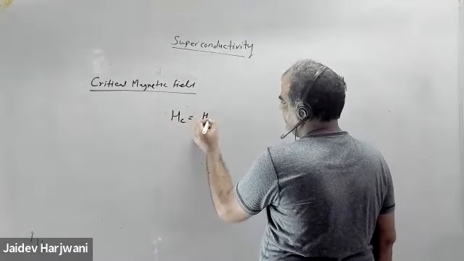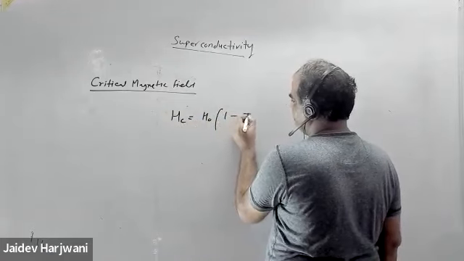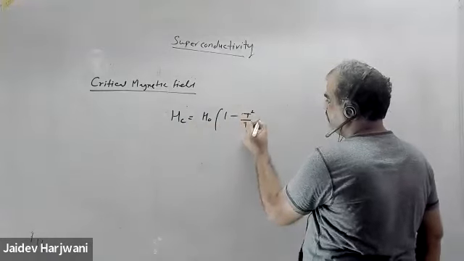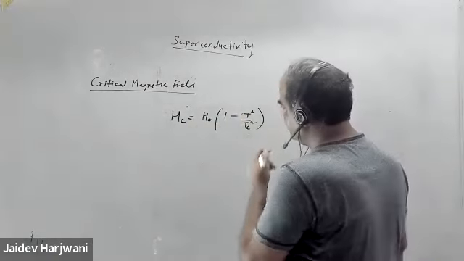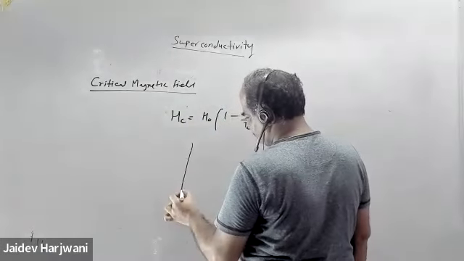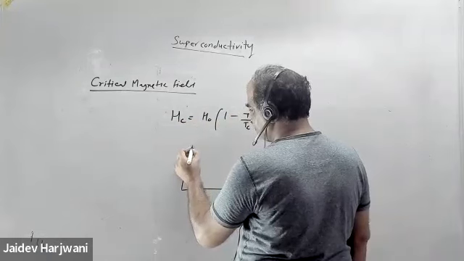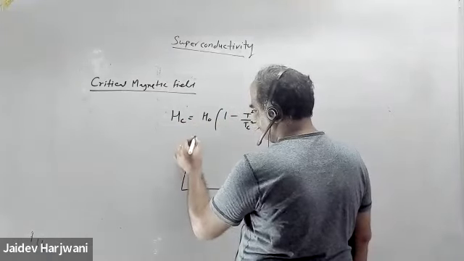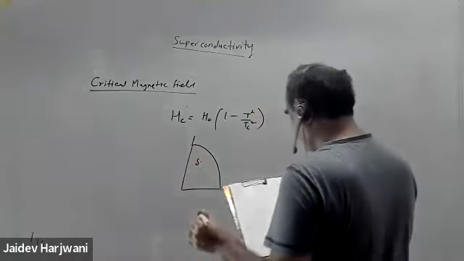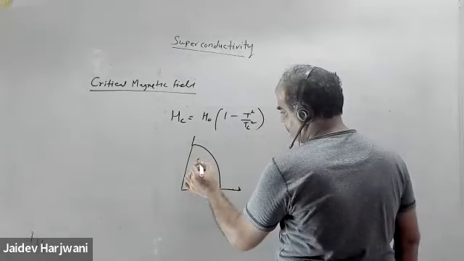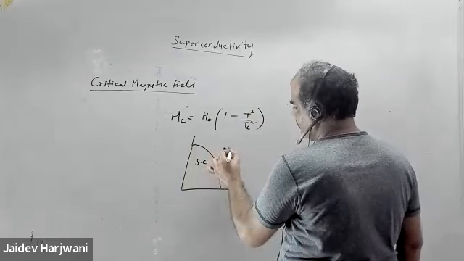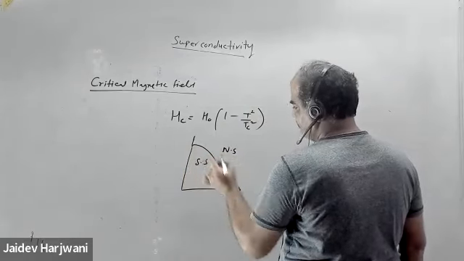So it is given by HC equals H naught times (1 minus (T by TC) whole square). So this is the equation for critical magnetic field at different temperatures. इसका मतलब क्या है? If your material is in superconducting state, and that is your normal state. This is a normal state.